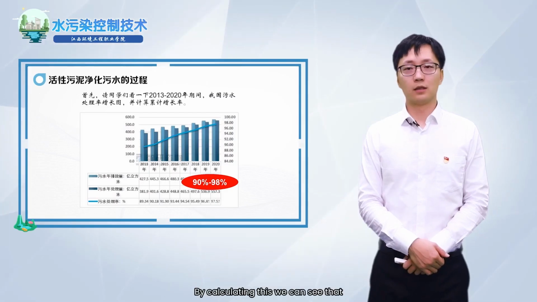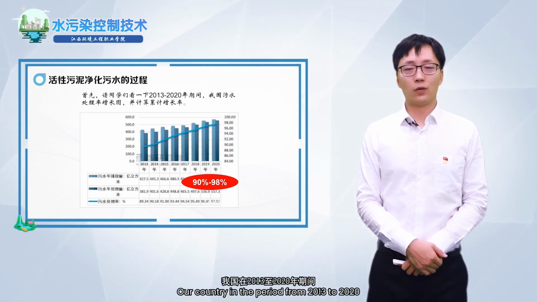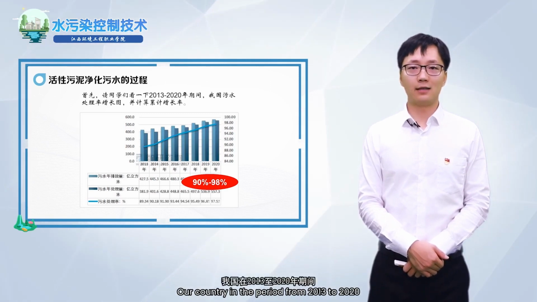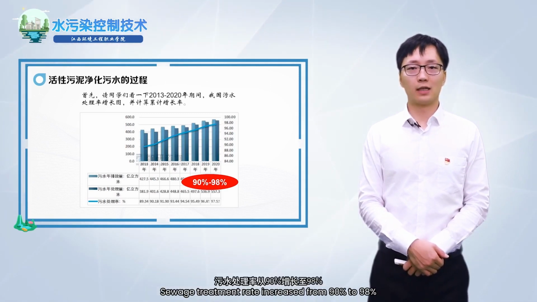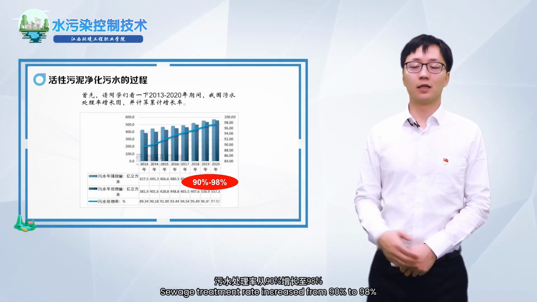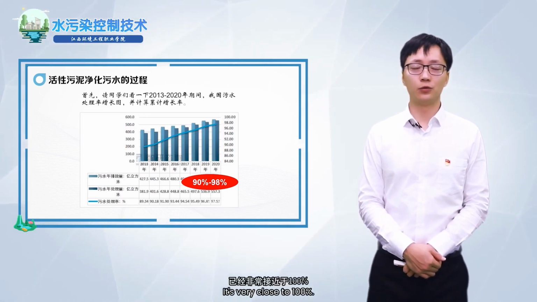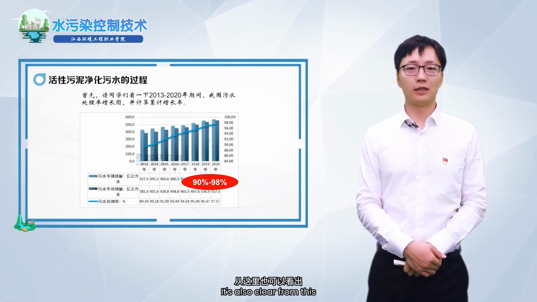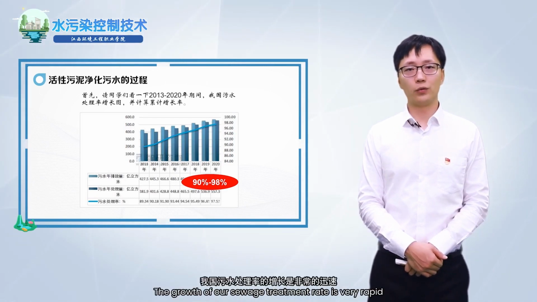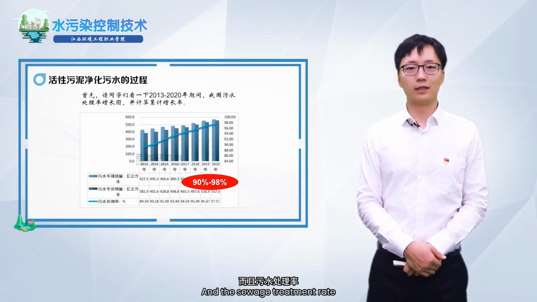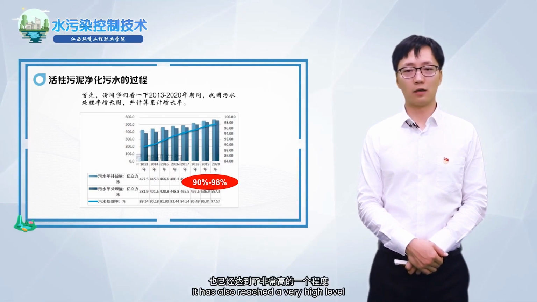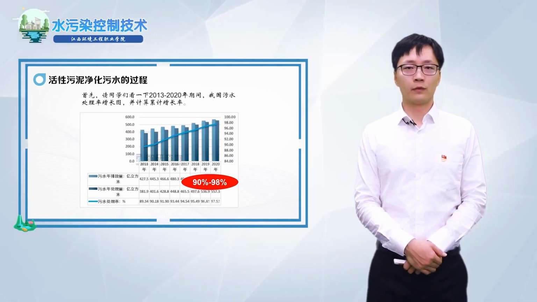By calculating this, we can see that in the period from 2013 to 2020, our country's sewage treatment rate increased from 90% to 98%. It's very close to 100%. It's also clear from this that the growth of our sewage treatment rate is very rapid, and it has reached a very high level.